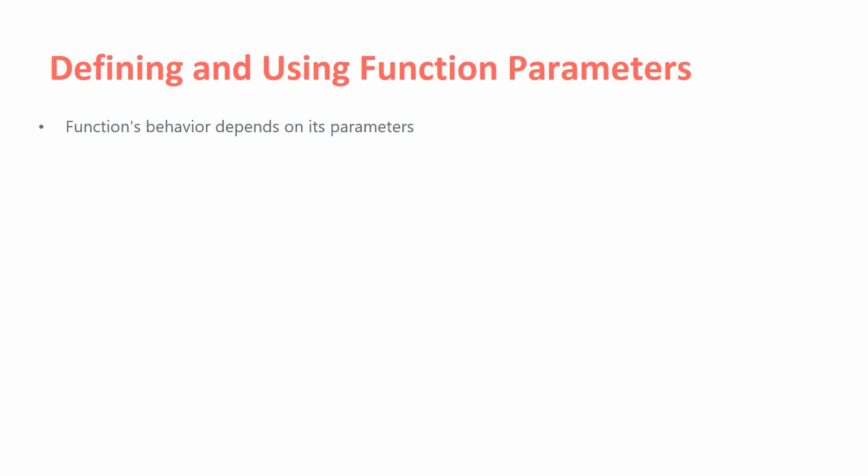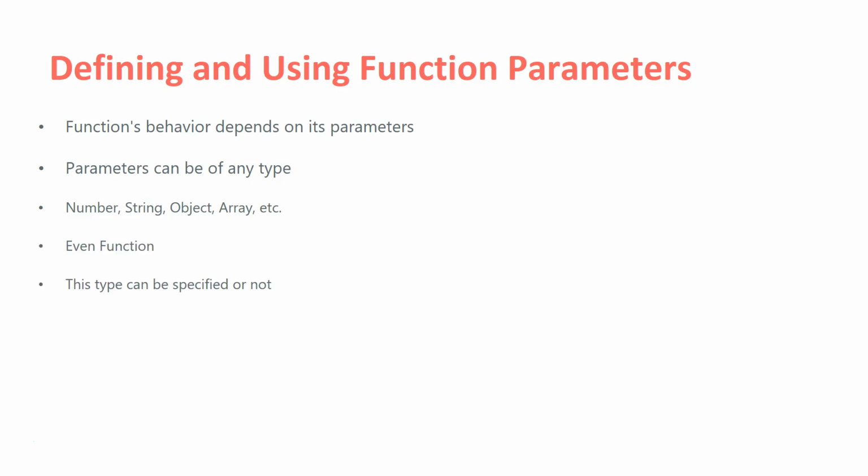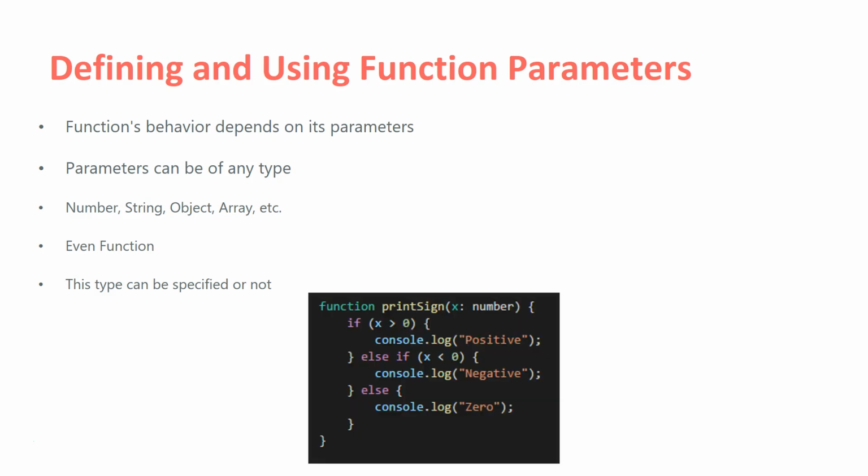Function's behavior depends on its parameters, of course, and they could be of any type that you need: number, string, object, array, or your own class. Even function, this type can be specified or not.